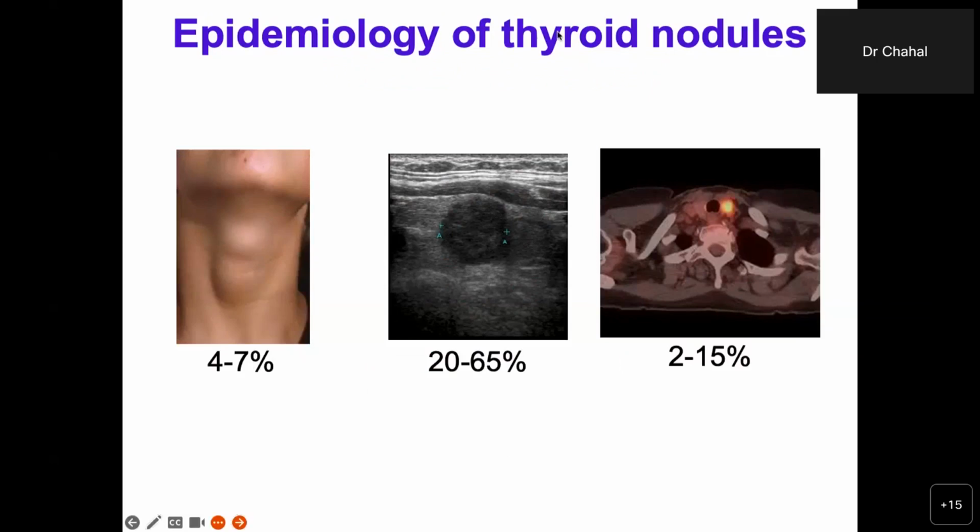But most of these, as we're saying, some studies have suggested up to 65% are picked up on ultrasound. Very occasionally we can see it on patients, so probably about 47% of everyone with nodules, you can definitely see it. And sometimes they can be picked up on nuclear medicine scans or scans for other reasons like CT of the chest.